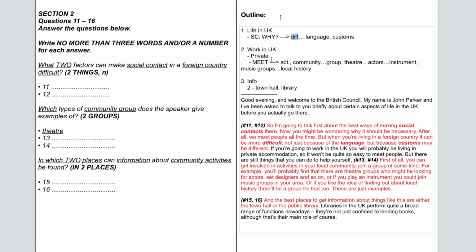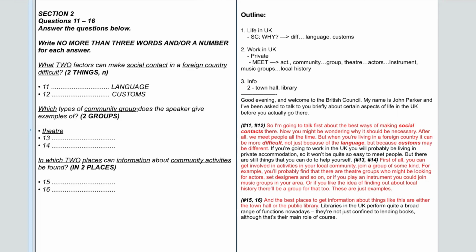And these are exactly the correct answers. Now, see here how I have 11 and 12. They can be in any order. So feel free to write language as number 11 or customs as number 11. It really doesn't matter as long as they're in the correct section. It also matters, though, that you have spelled them correctly and that they are clear and legible.